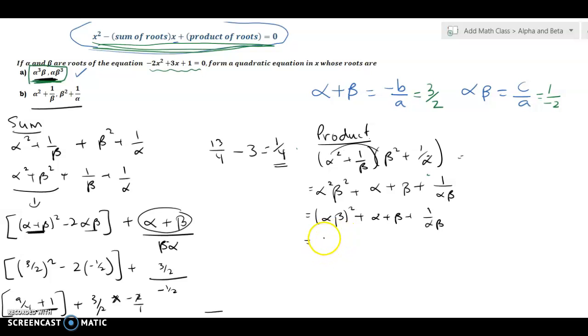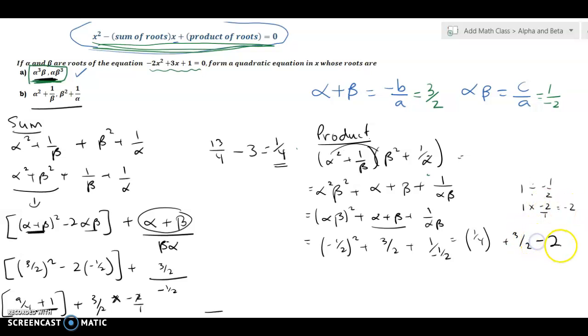Substituting again, I get minus a half squared plus, this is alpha plus beta, 3 on 2 plus 1 on a half, minus a half. So this turns out to be a quarter plus 3 over 2, and this is 1 divided by minus a half, which is 1 multiplied by minus 2 on 1, which is minus 2. So this is minus 2 here. So now simplifying all of this, minus a quarter. So now I have a value for the product, and I have a value for the sum.